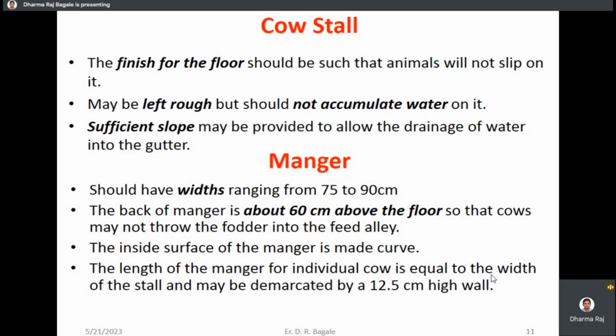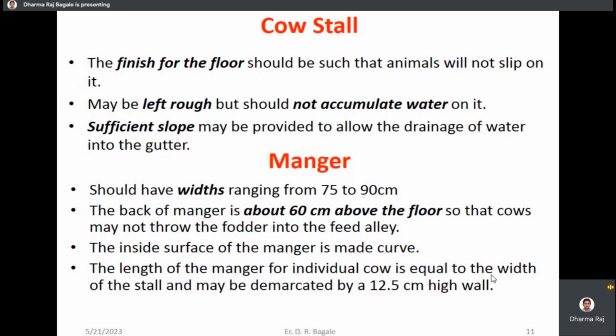And for the manger, the width of the manger will be equal to the usual width of the stall, usually 1.2 meter, and in this 1.2 meter width, a portion of it will be arranged for the place of feeds and fodders, and the remaining portion will be used for supplying water to the animals. The back of the manger is about 60 centimeter above the floor, so that the cows may not throw the fodder into the feed alley.